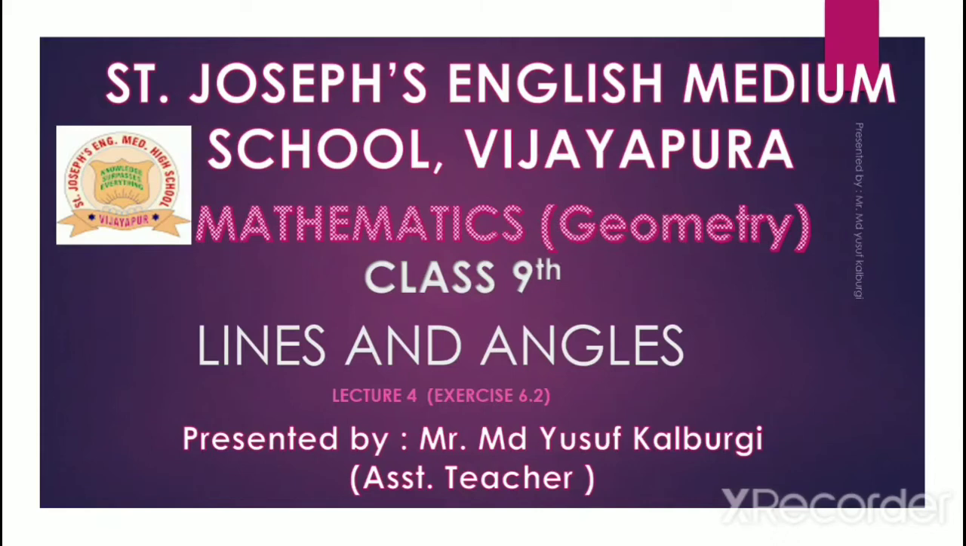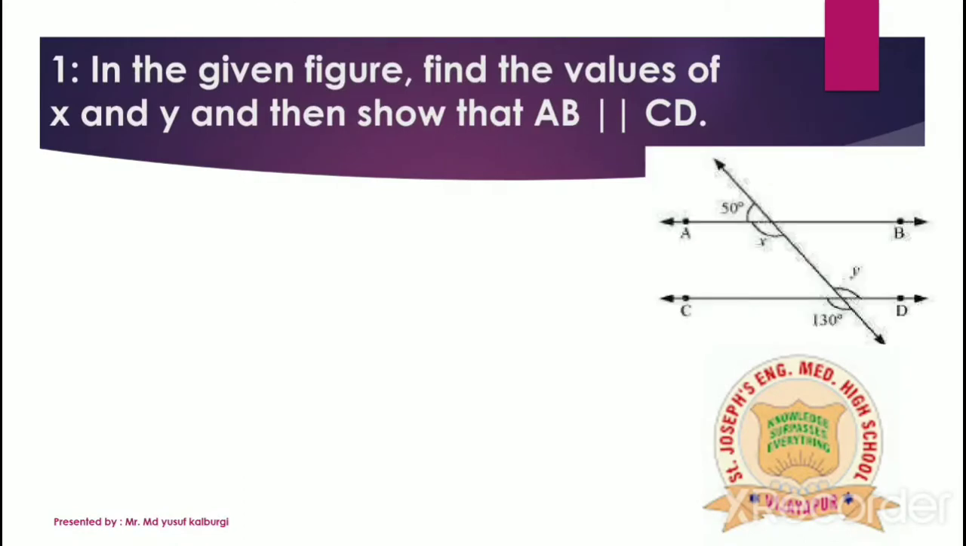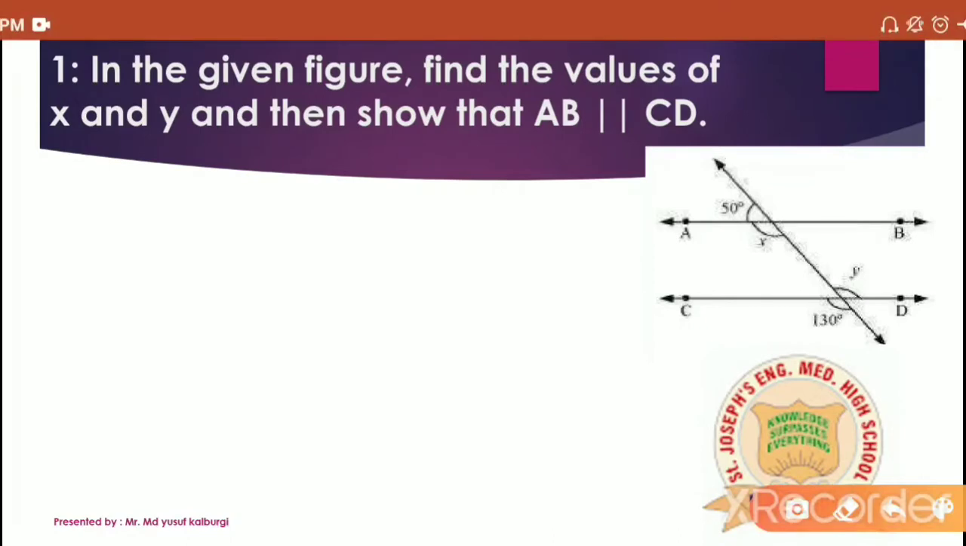Okay, let us go for the first question. So first question, what does it say? In the first question they are asking, in the given figure find the value of x and y, then show that AB is parallel to CD. Now what they are asking, you have to show that the line AB is parallel to CD. How to show that they are parallel?